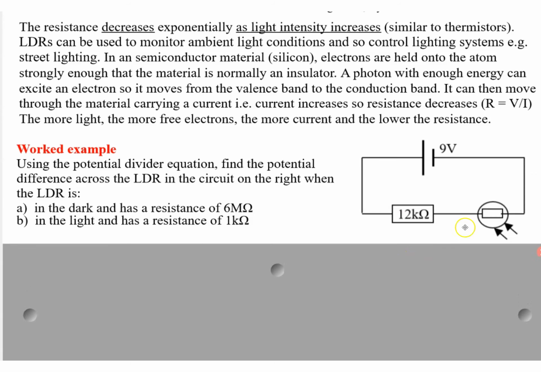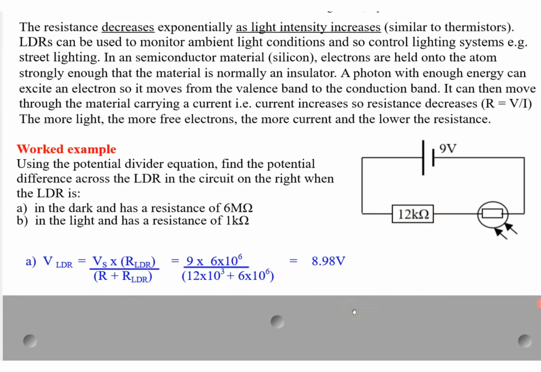Okay, so let's have a look at this worked example. We have a fixed resistor, 12 kilo, we have an LDR, and we have a supply voltage of 9. We're trying to find what is the potential difference across the LDR when we're in the dark. We have a high resistance of the LDR, and it's 6 mega ohms.